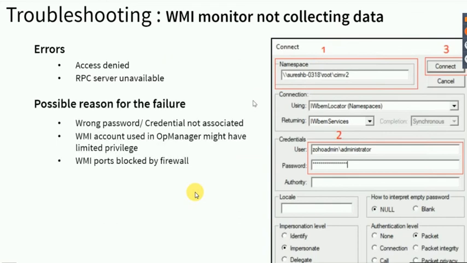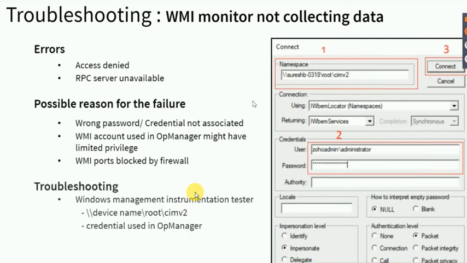So as I said, sometimes the password might be wrong or the credentials are not associated. So you have to make sure that the right credential is associated, and you have to use the same WMI account used in OpManager. And if any WMI ports are blocked by the firewall, you have to make sure that it is removed. So this is how you can troubleshoot the WMI monitor that is not collecting data.